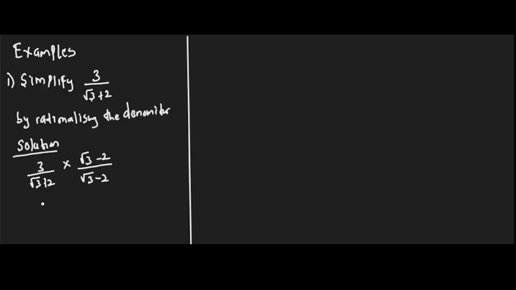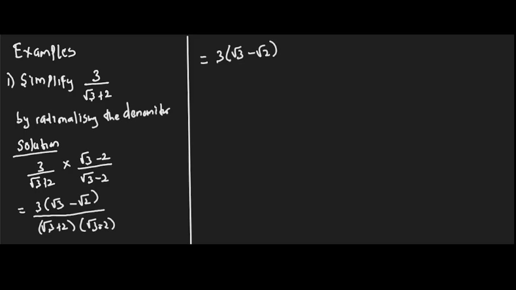Now we have, this is going to give us 3 bracket root 3 minus root 2 all over, this is going to give us root 3 plus 2 bracket root 3 minus 2. Here is going to give us 3 bracket root 3 minus root 2.